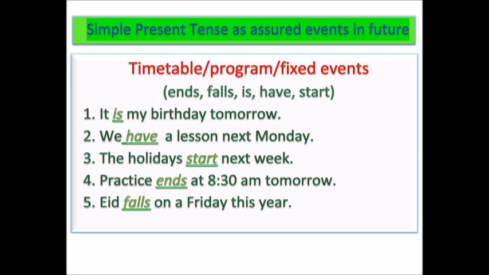It is my birthday tomorrow. We have a lesson next Monday. The holidays start next week. Practice ends at 8:30 tomorrow. Eid falls on Friday this year. I hope it's clear for you now how we can use simple present tense for assured future events.